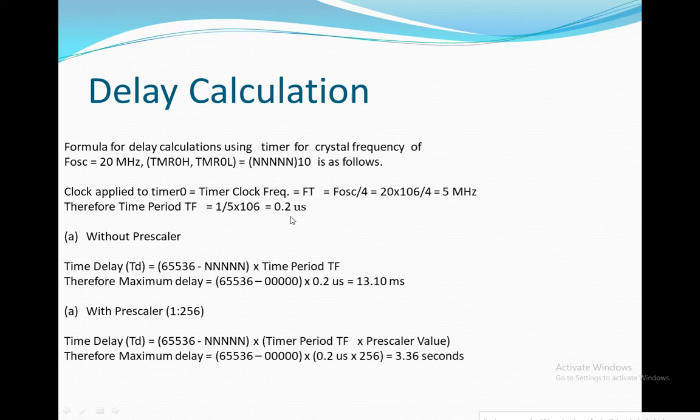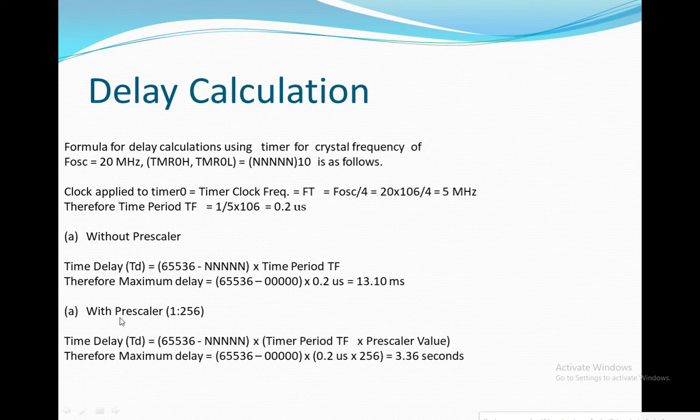So it comes to 0.2 microseconds, and in the without pre-scaling option we are calculating this period by doing this calculation. We are going to subtract our calculated value from 65,536 to calculate the maximum delay that we can generate without pre-scaling. So we can generate a 13.10 millisecond delay. This is the maximum delay we can generate without pre-scaling.